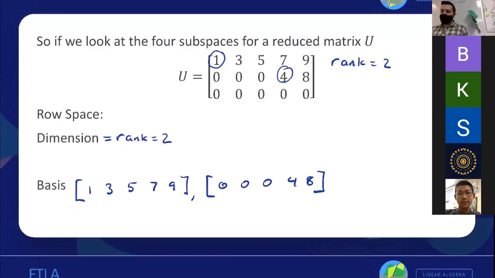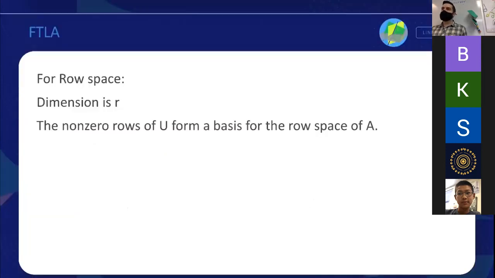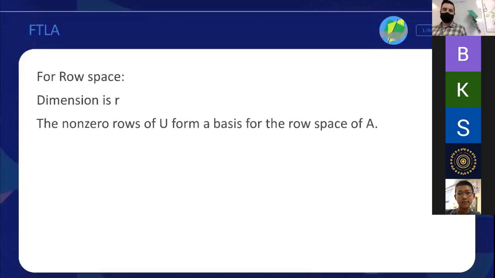So main ideas with row space, dimension should be the same as the rank. Again, number of pivots. The non-zero rows of U will be a basis for the row space of A as well. So even if we started with something else and we reduced to U, they'll be a basis for both. They're a basis for the row space of U and for A.